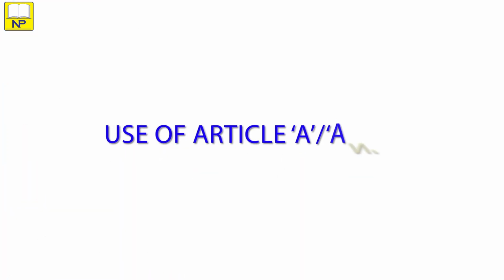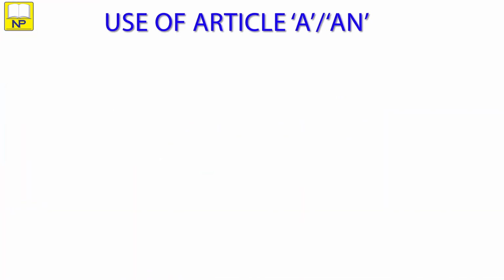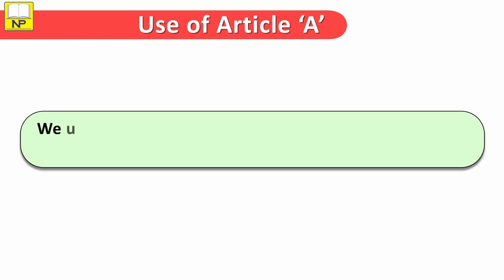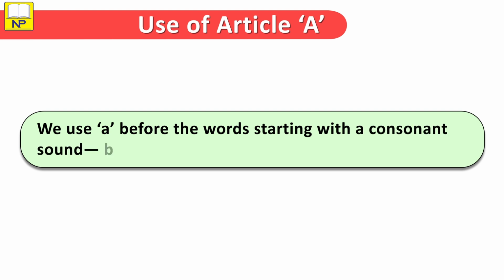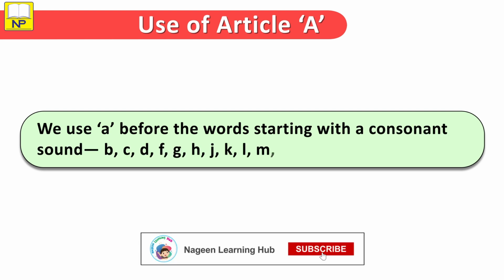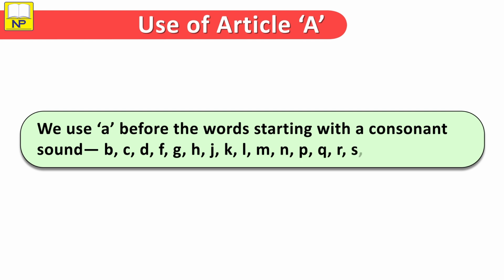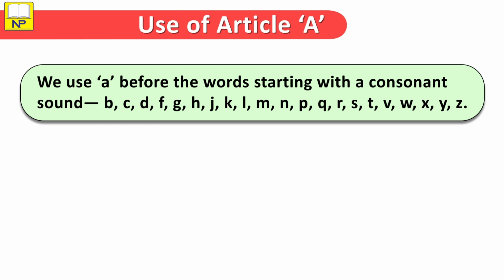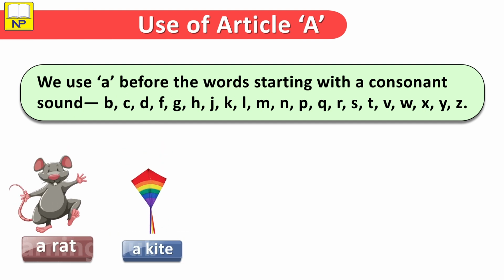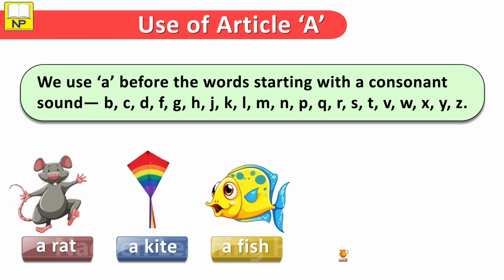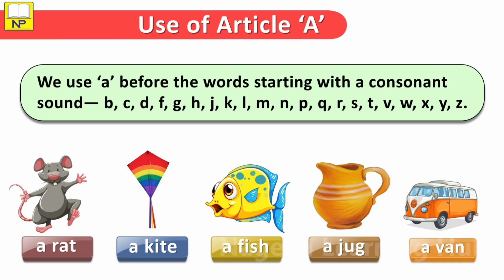Use of article a. We use a before the words starting with a consonant sound. B, C, D, F, G, H, J, K, L, M, N, P, Q, R, S, T, V, W, X, Y, Z. A rat, a kite, a fish, a jug, a van.